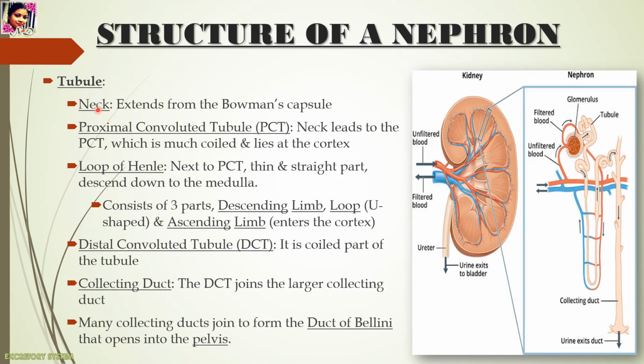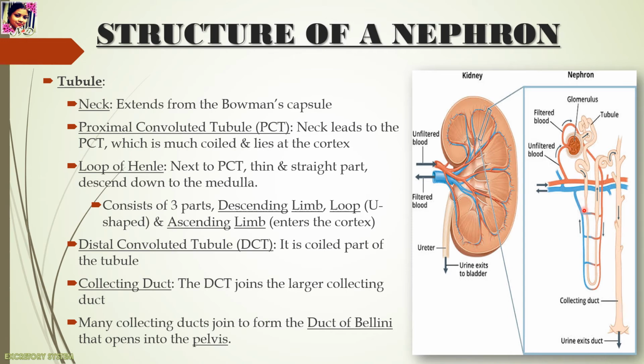The next part of the nephron is the tubule. First is the neck. It extends from the Bowman's capsule. Next to the neck starts the proximal convoluted tubule or PCT. It is a coiled structure and it lies in the cortical region of the kidney. Then comes the loop of Henle, which is a thin and straight part of the tubule. It continues into the medullary region.